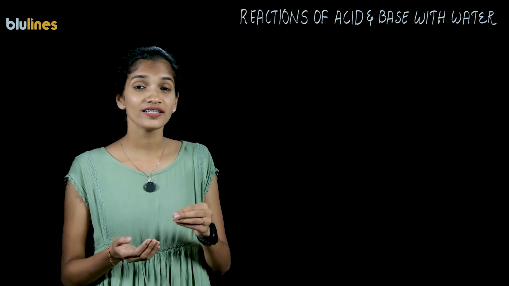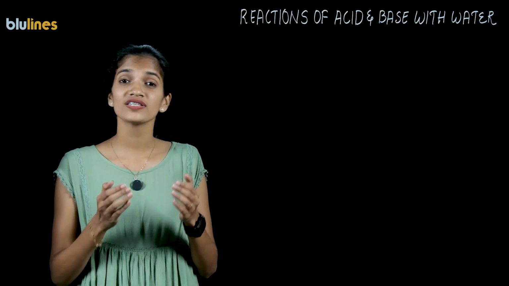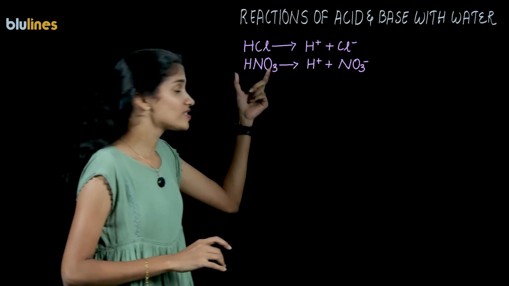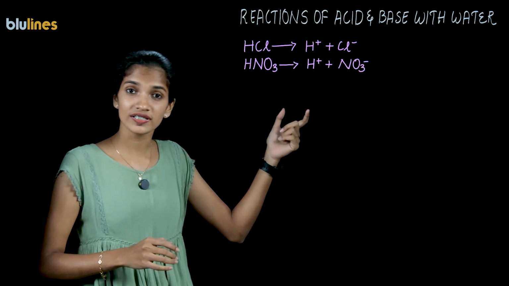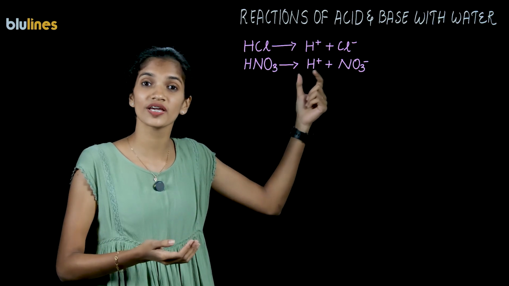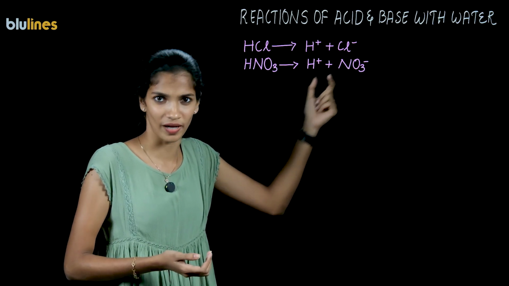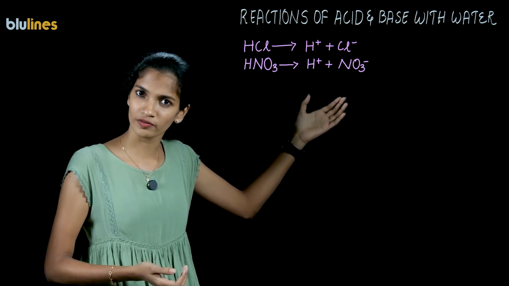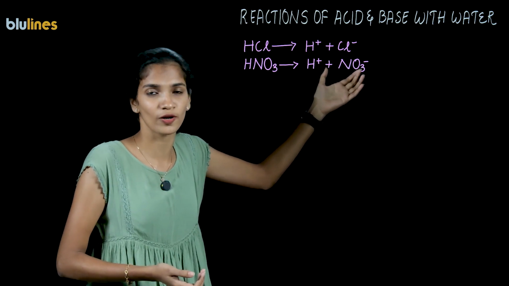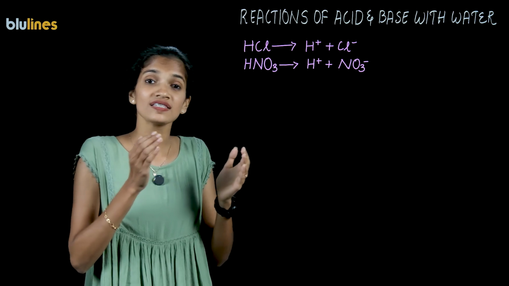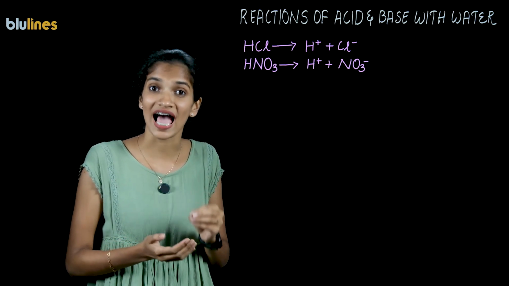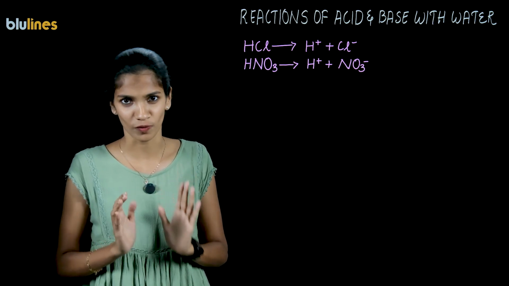Whenever an acid is dissolved in water, it dissociates to give us ions. For example, HCl, hydrochloric acid, when it is dissolved in water, dissociates to give H+ and Cl- ions. Similarly, HNO3, nitric acid, when dissolved in water, gives us H+ and NO3- ions. This dissociation of ions is what happens when an acid is reacted with water.